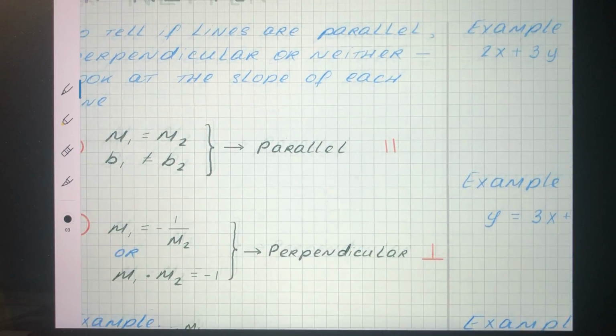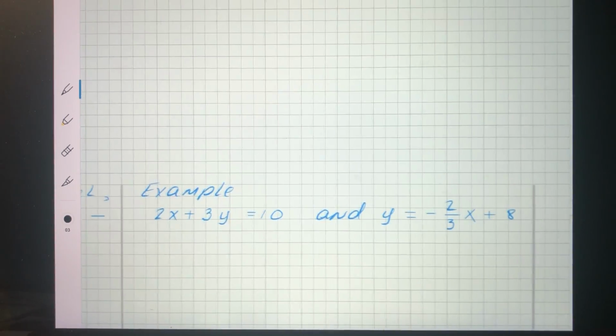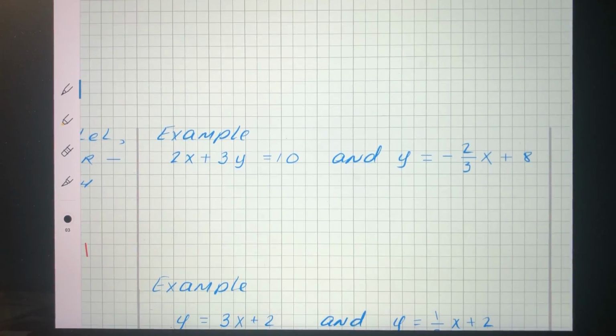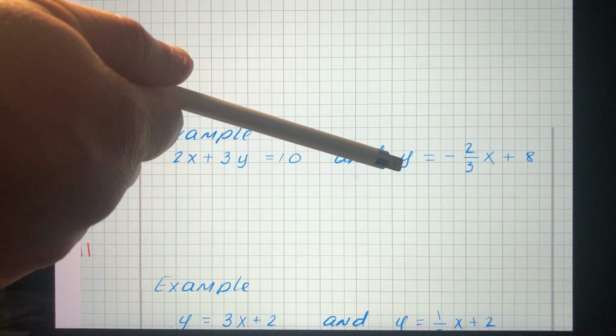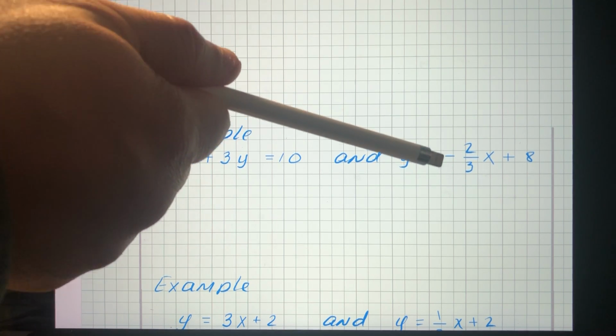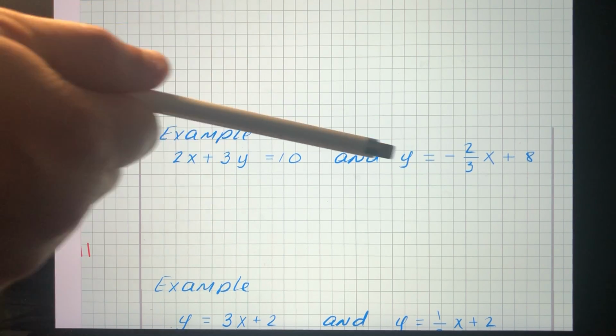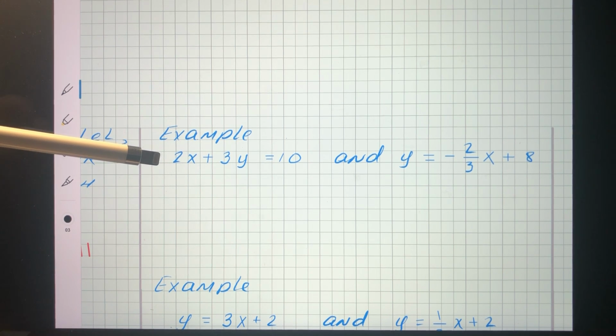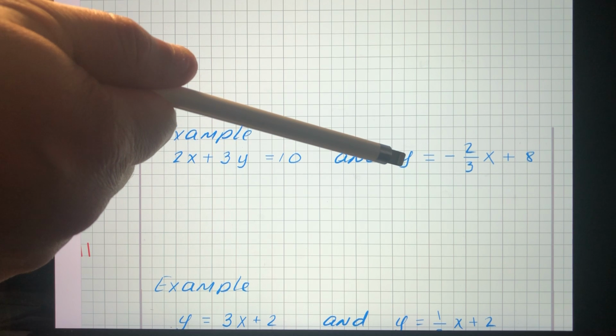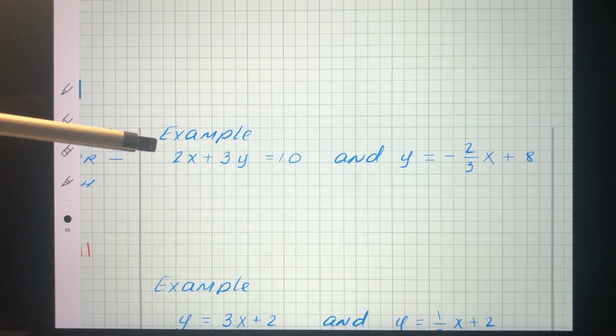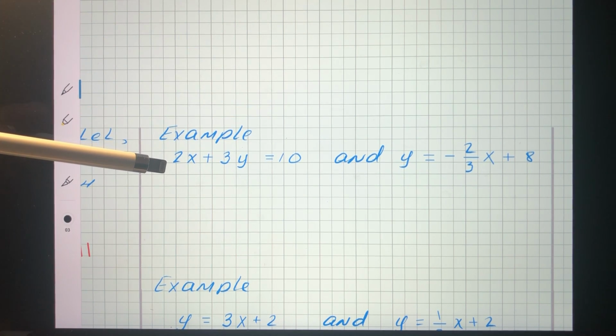The second example, here are two lines, and the second equation is already solved for the y, so we can read the slope. The slope is -2/3. The first equation is not solved for the y, and we don't know what the slope is, so we can't really compare it to the second equation. So first thing to do is to solve for the y.